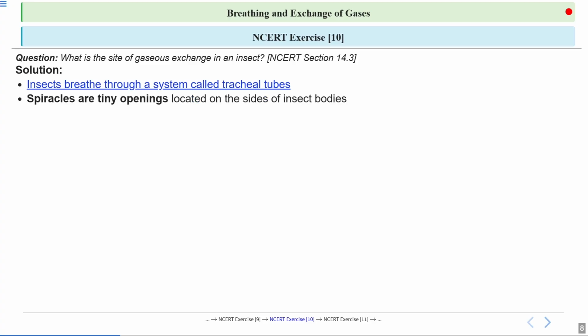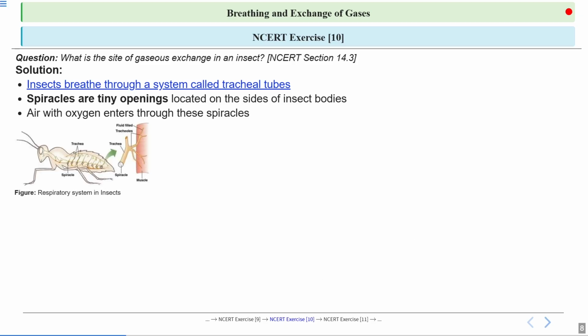Spiracles are the tiny openings located on the side of the insect body. These small hole-like openings are called spiracles. Through these openings, the air enters inside the tracheal tube, because this opening leads to the tracheal tube. We will see the figure here, so that you can understand that.